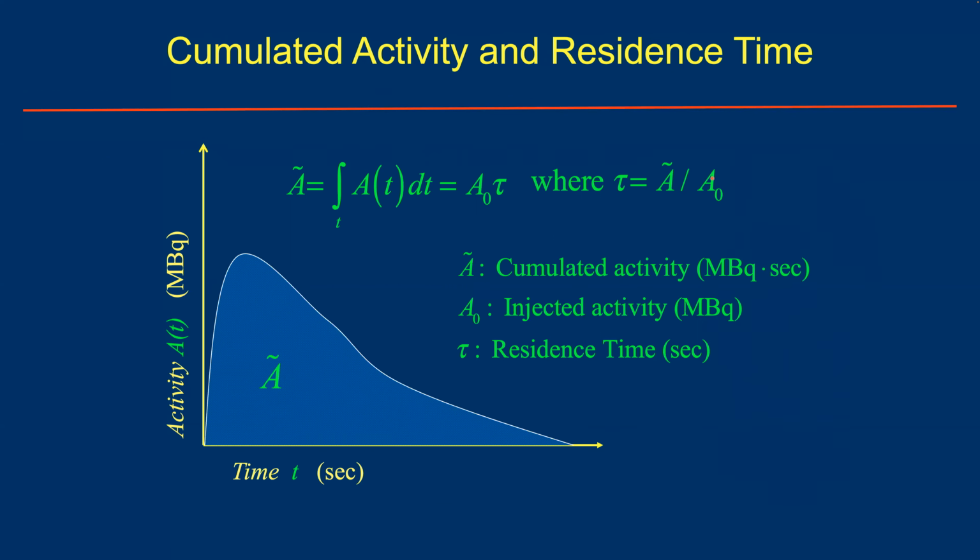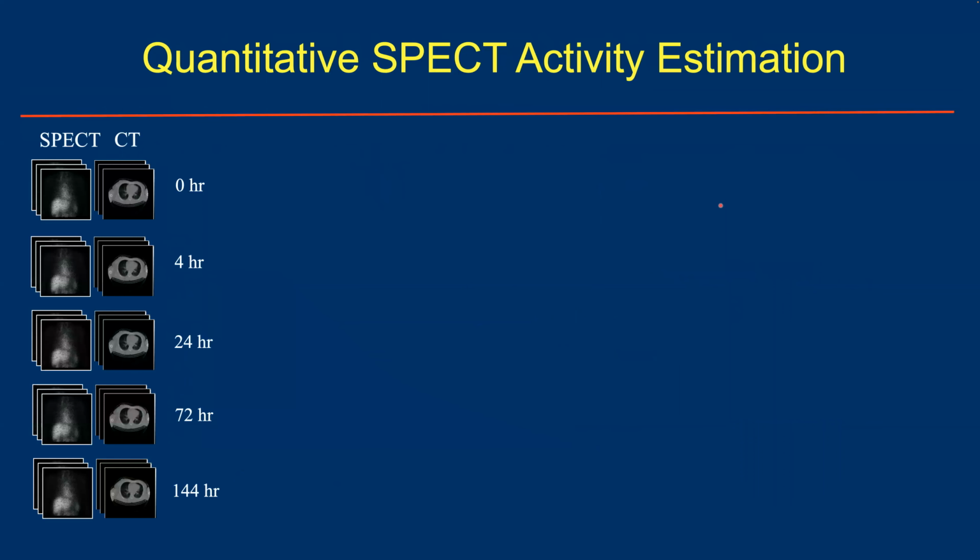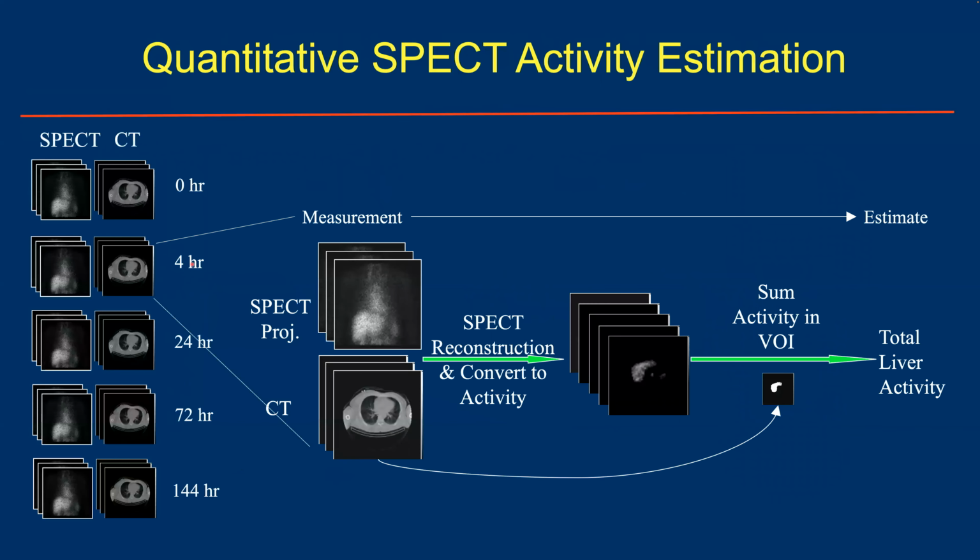To achieve this, we need to measure the activity distribution over time. We can do this with SPECT imaging. We can acquire SPECT/CT images over time after you administer the imaging agent to the patients. We can measure them at different times. Then based on that, we can reconstruct each time point into a quantitative SPECT image.